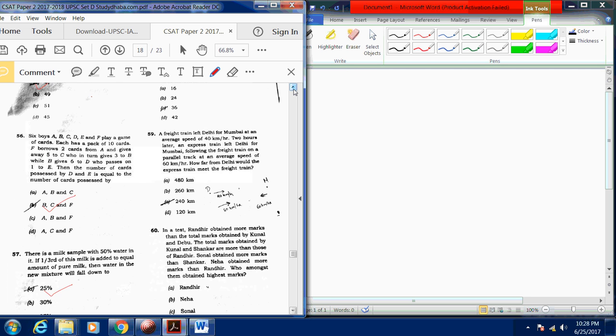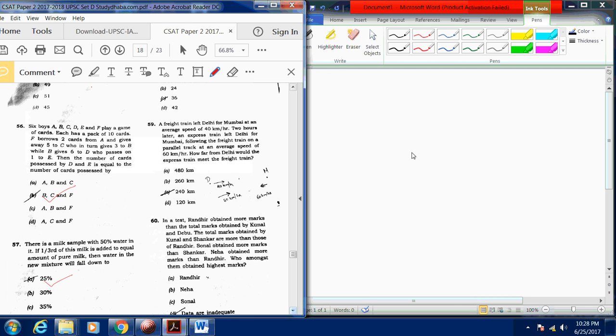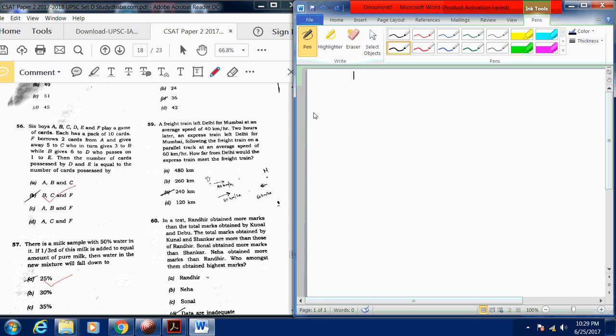So moving on. On to question number 59. A freight train left Delhi for Mumbai. So this is Delhi, this is Mumbai, at an average speed of say 40 kmph. So this is the freight train A. Now after this, an express train after 2 hours left on a parallel track at 60 kmph.